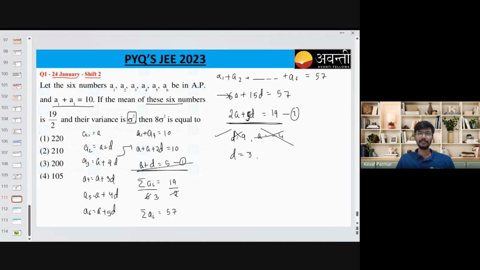D will be equal to 3. So A will be 2. The series will now be A, A plus D, 2, 5, 8, 11, 14, 17. A1, A2, A3, A4, A5, A6. Now, what is variance? It's summation xi square, or should I say ai square in this case, upon 6, minus x bar, the whole square. What is summation ai square? 2 square plus 5 square plus 8 square till 17 square upon 6 minus, what is the mean? Mean is sum of all of them upon n, the whole square.